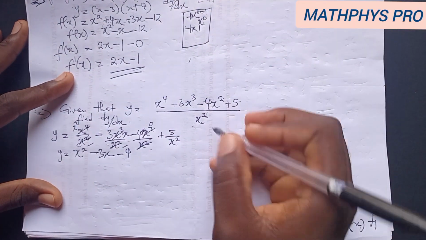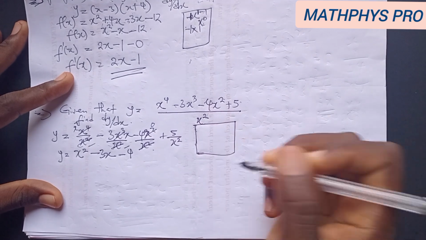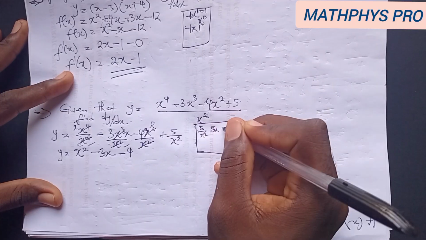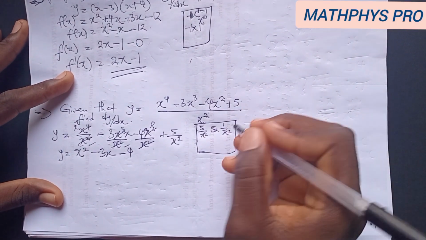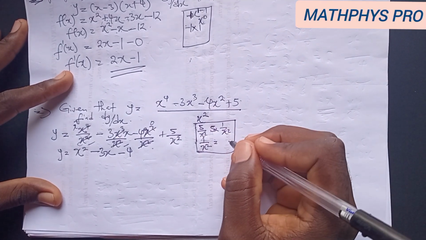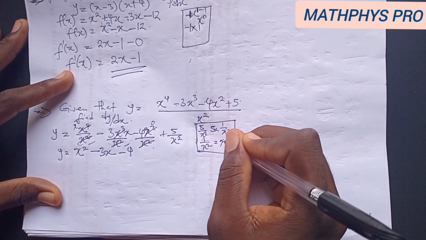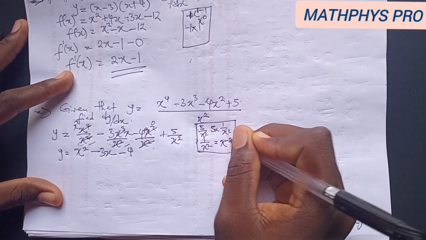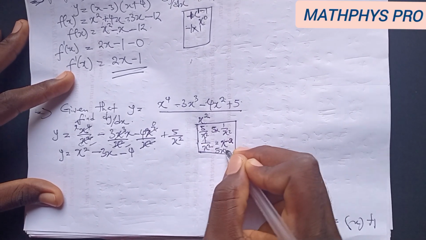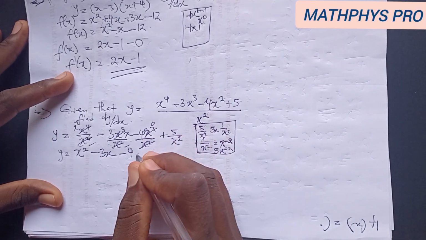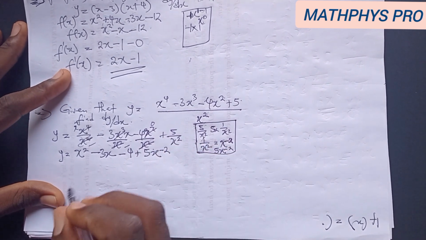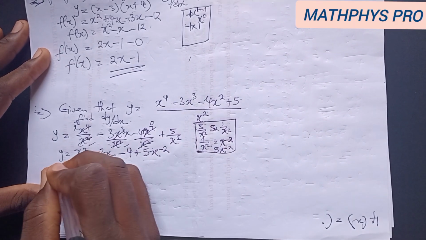So for this now, 5 divided by x squared can also be written as 5 times 1 over x squared. And 1 over x squared is equal to x raised to the power minus 2. Now 5 times x raised to minus 2 gives 5x raised to minus 2. So this is the same thing as plus 5x raised to minus 2.